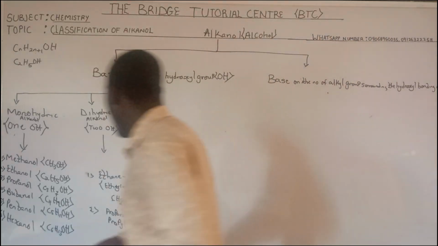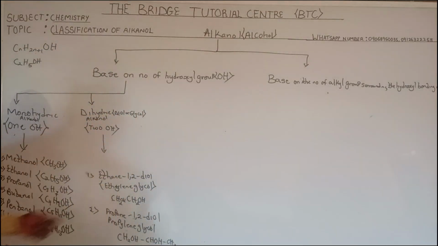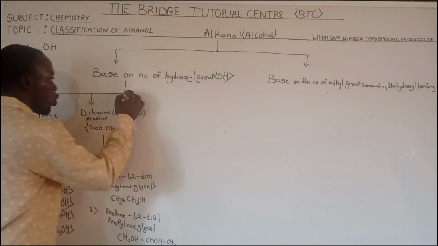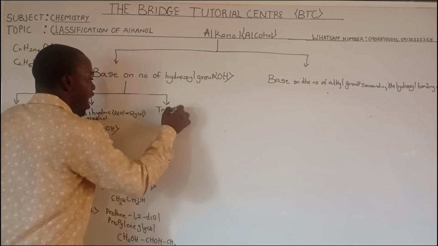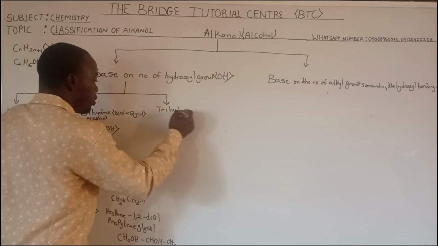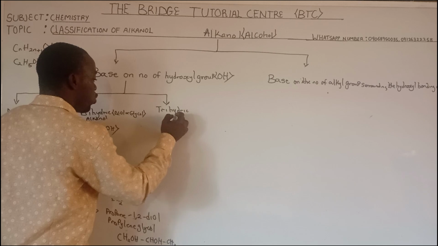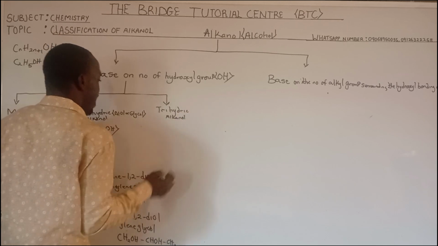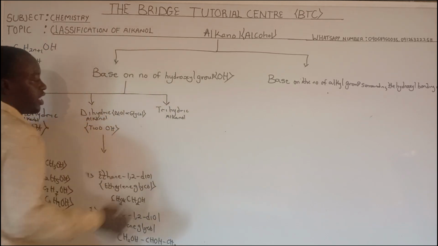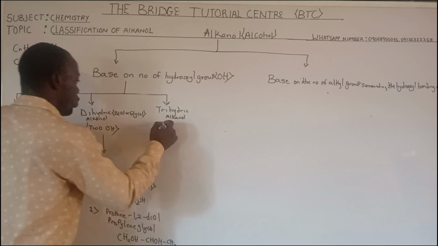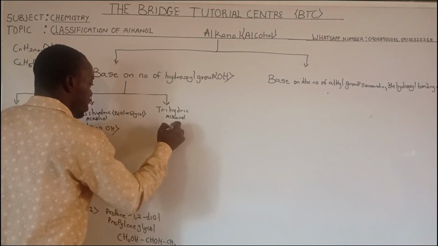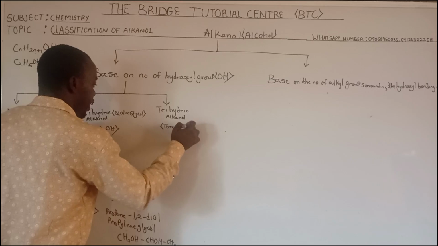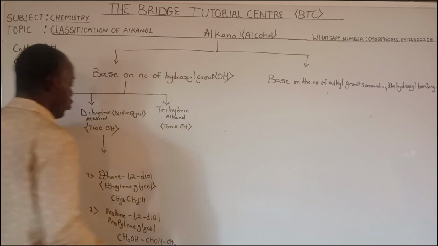Now, moving on from dihydric alkanols, the next one is trihydric alkanol. From the word trihydric alkanol, I believe we all know what we mean by that. Tri, that's 3, hydric, that's hydroxyl. So these ones have 3 hydroxyl groups, 3 OH, in their molecule.